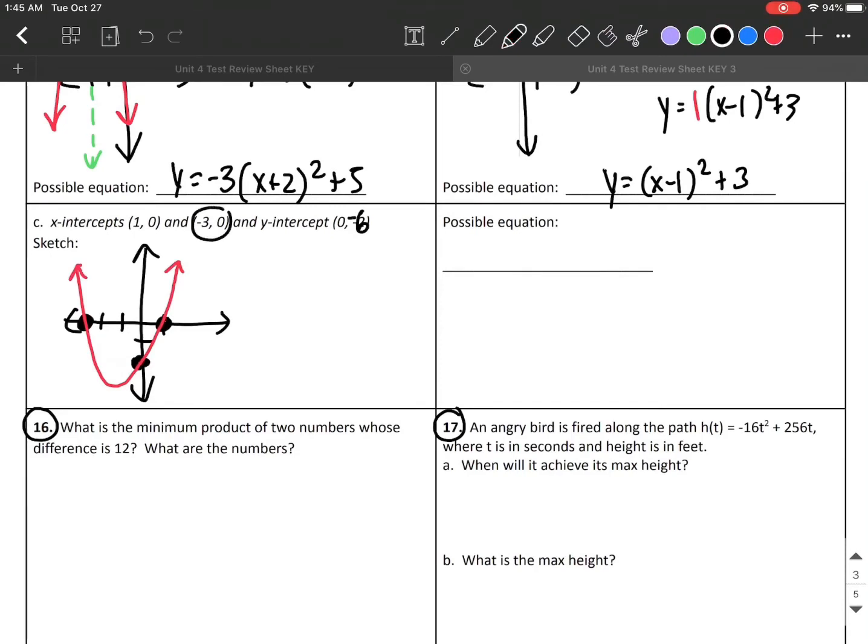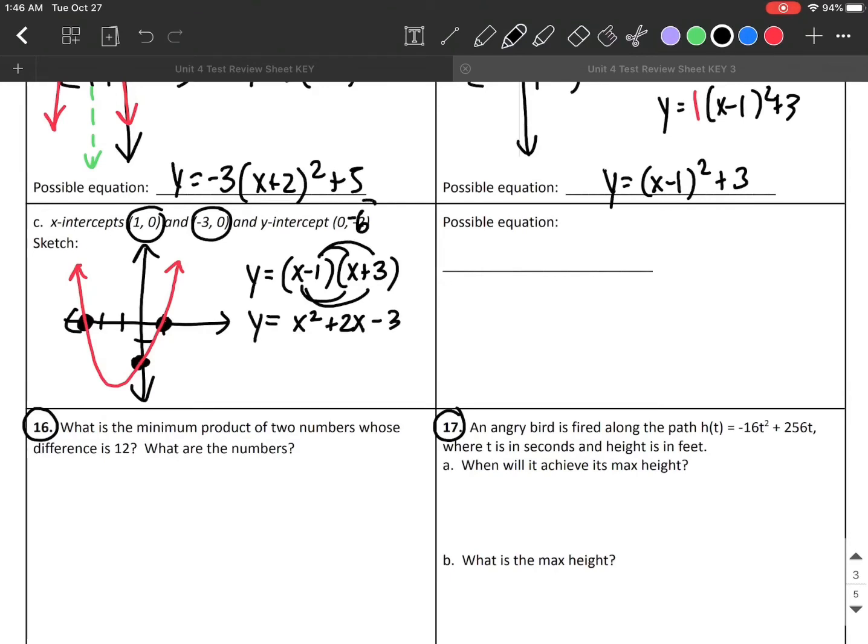What I'm going to do is take my x-intercepts and create my factors from there. That's going to go in my factored form. So I have y equals, I know the x-intercept of (1, 0) gives me a factor of x minus 1, and the x-intercept of (negative 3, 0) gives me a factor of x plus 3. So I'm going to FOIL this thing, and I get x squared plus 3x minus 1x, which is plus 2x, minus 3.